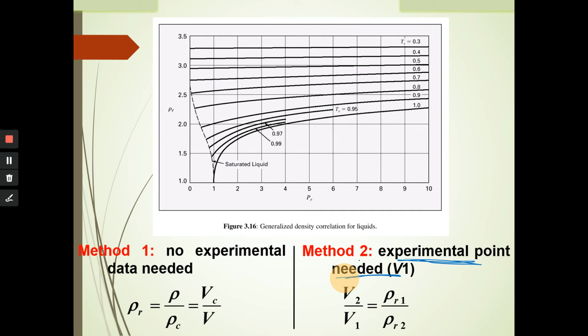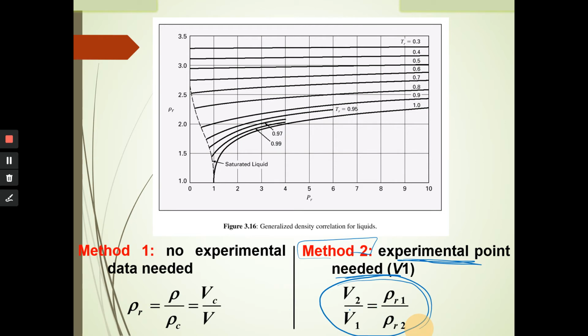And then how to apply this method? You can just consider this equation. Now I will tell you just where this equation came from, but I will solve one full problem that clarifies this idea. Here, what it says is just relate the point that is given and the point that you need to calculate. Rho R1 over rho R2: one value will be given to you, the other one you will need to calculate.